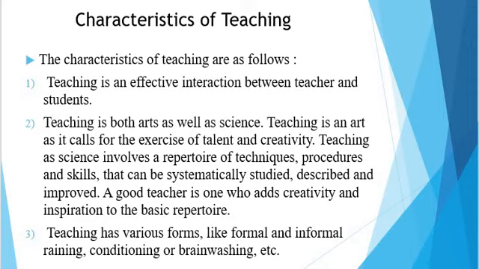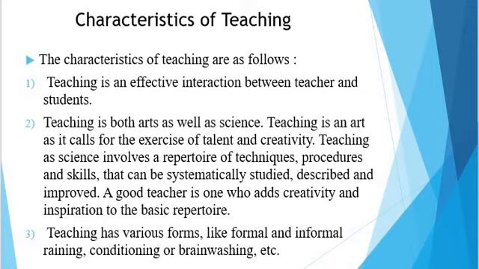So teaching as science involves a repertoire of techniques, means procedures and skills. For example, a teacher experiments in a classroom. How? Means he uses different techniques or methods for the students. So teaching as science involves a repertoire of techniques, procedures and skills that can be systematically studied, described and improved. So we can say that a good teacher is one who adds creativity and inspiration to the basic repertoire.